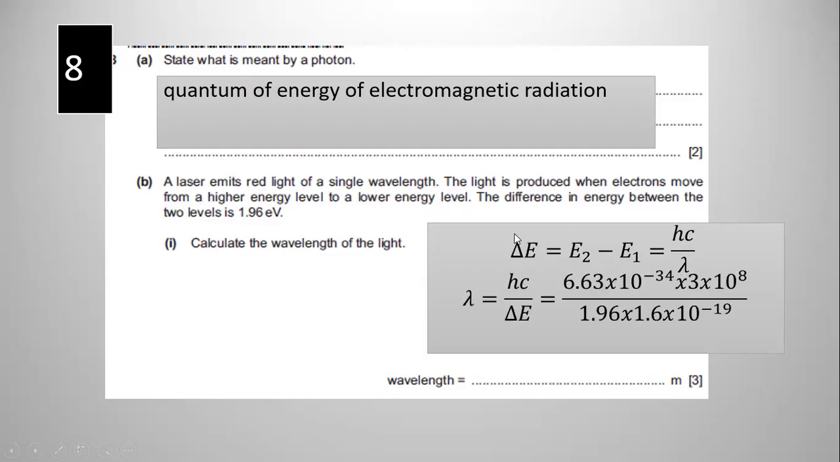Right? That one is in joule. So take cross multiply. h is Planck's constant. c is the speed. That one is 1.96 electron volt. 1 electron volt is 1.6 times 10 to the power minus 19 joule. Calculate out: 6.3 times 10 to the power minus 7 meter.